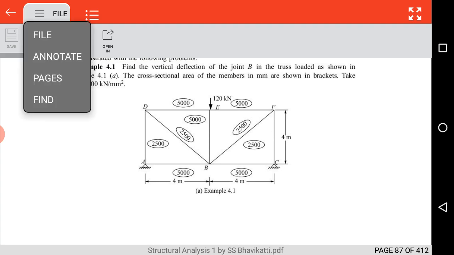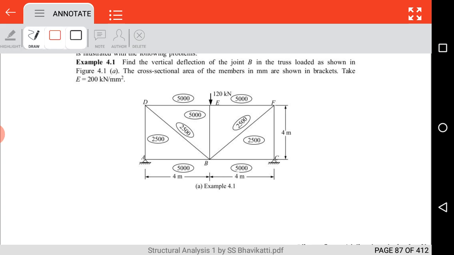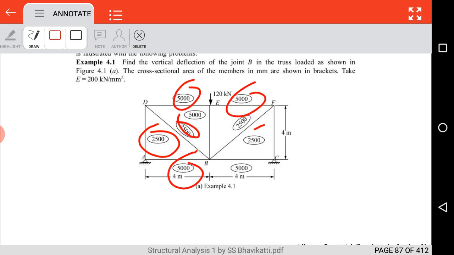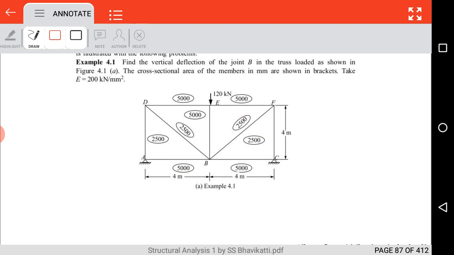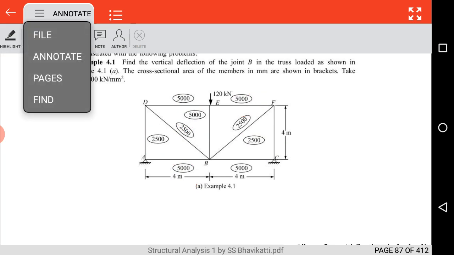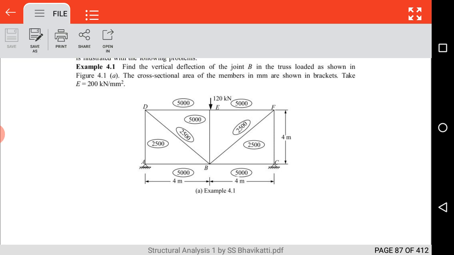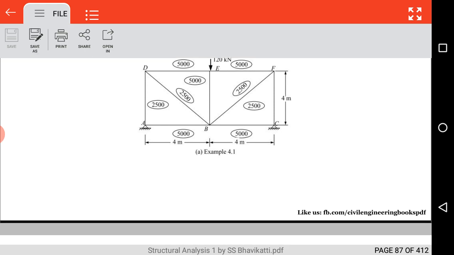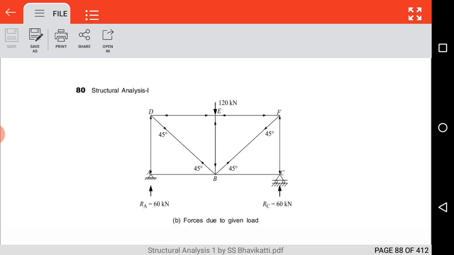So this is the truss which is given for us. It is loaded by the load of 120 kilonewton, and we are required to calculate the deflection at the point B. The areas of each and every member are shown in the circles, and these are in mm square. So all the data are being given for us, and we are required to calculate the deflection of the truss at the point B.